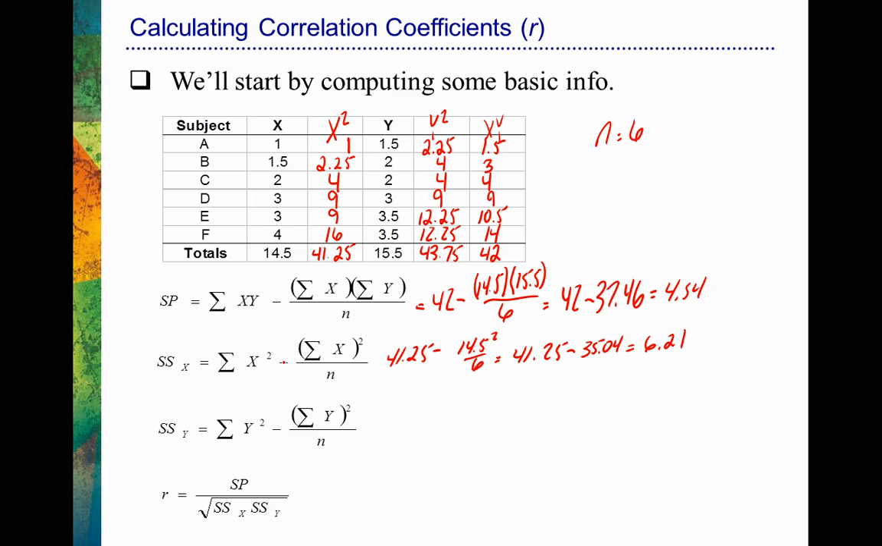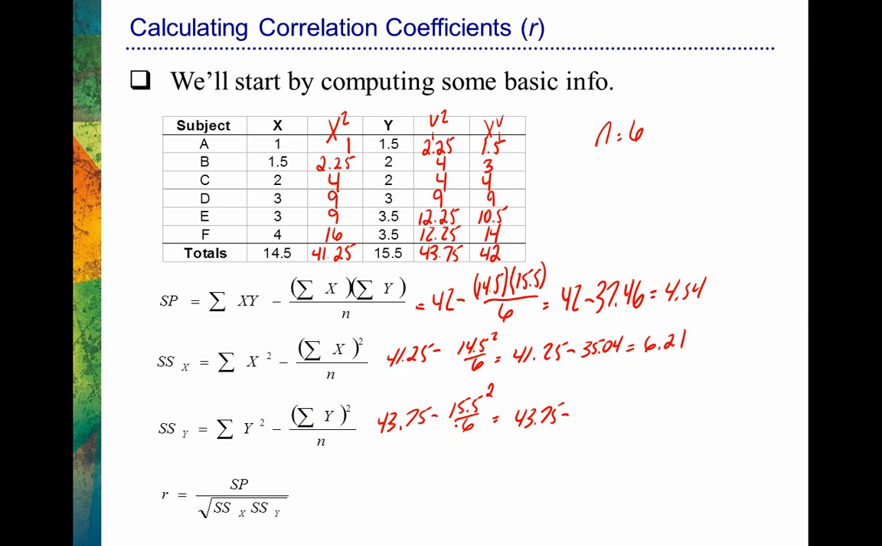So we take the sum of y squared, that's this column right here, that equals 43.75. We're going to subtract the sum of y, that quantity squared. Here's the sum of y. We need 15.5, that quantity squared, divided by n, which equals 6. So let's go ahead and work that out. We will be left with 43.75 minus this fraction. Let's work on that next.